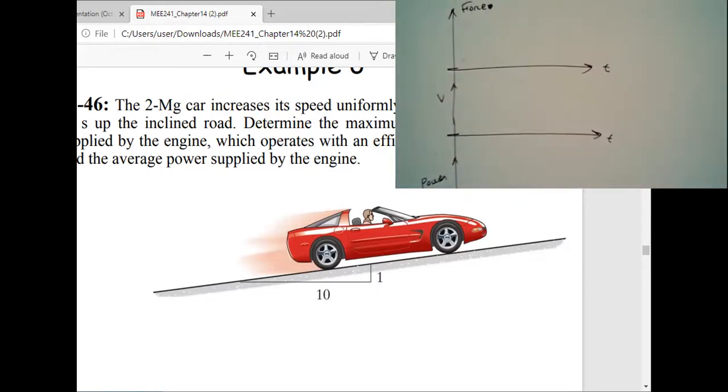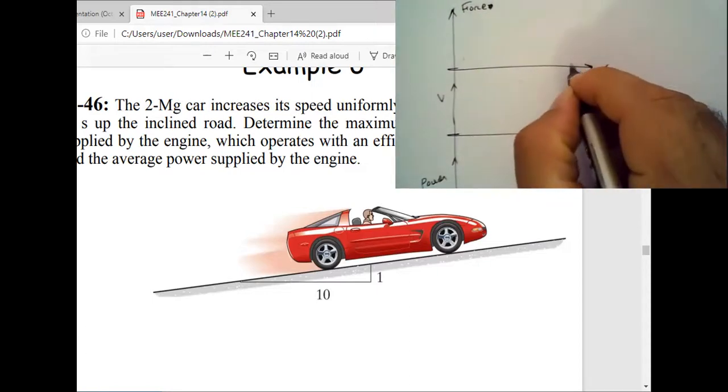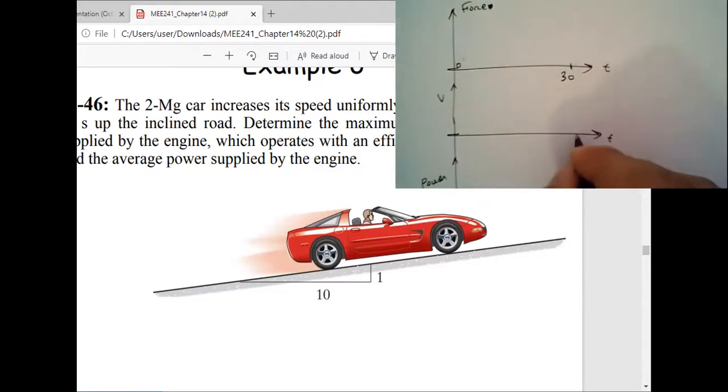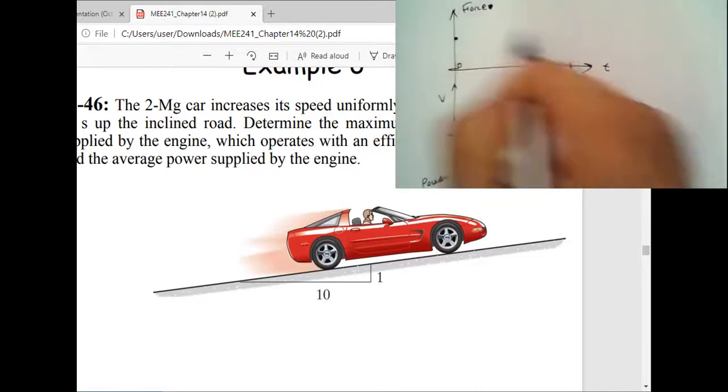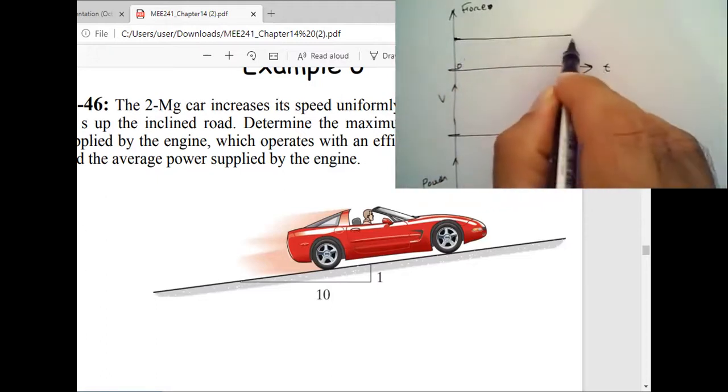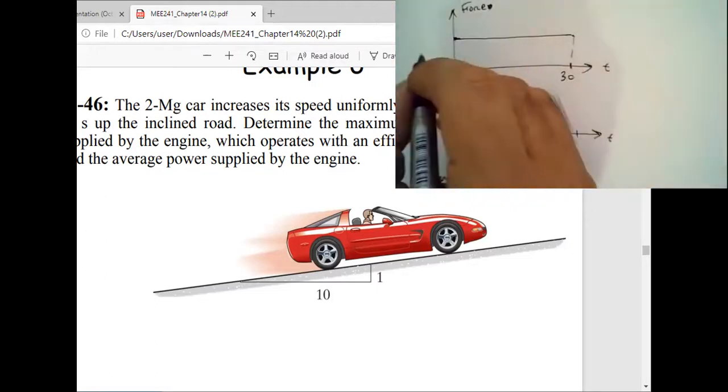Okay, so what is the force that is done during that movement? And that move starts at 0 and it ends at 30 seconds. So these are 30. So I think during that move, the force is constant because it's equal to mg sine theta plus ma. And the force we said is going to be constant throughout that movement. So it's the horizontal line. And it's here.